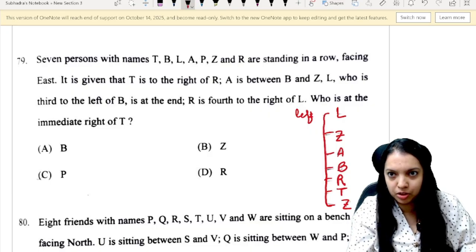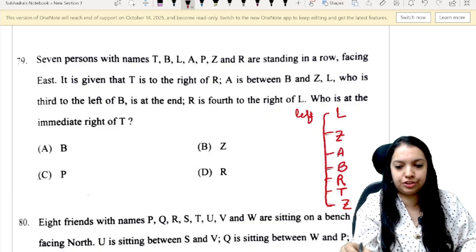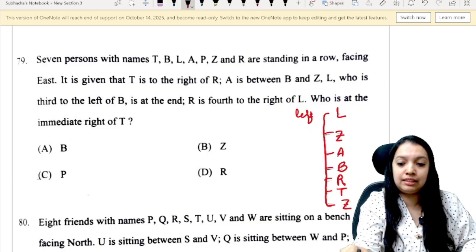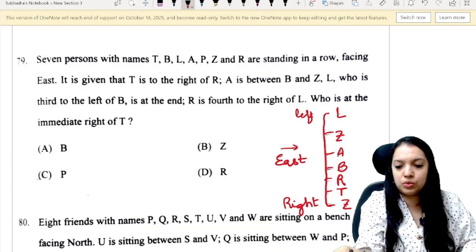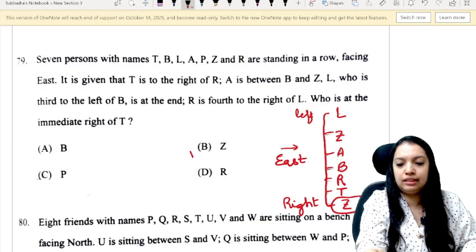Next question is about arrangement. It is seating direction. Now in the seating arrangement, this is the left side, this is known as the right side, when everyone is facing towards east. The question is who is immediate right of T? The answer is Z.